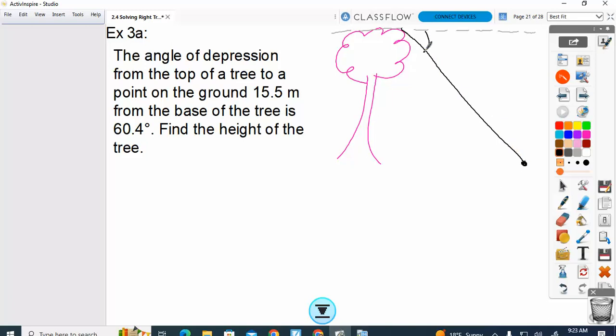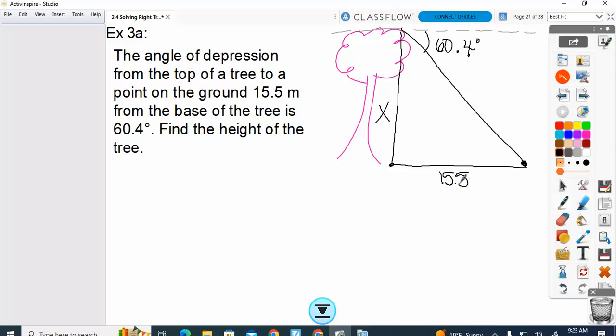This angle is 60.4 degrees. I am trying to find the height of the tree. So we'll look into this. And we know the point is 15.5 meters from the base of the tree. So I know this distance.